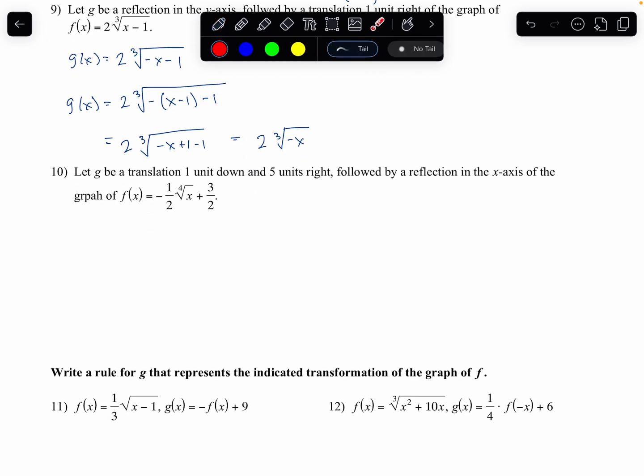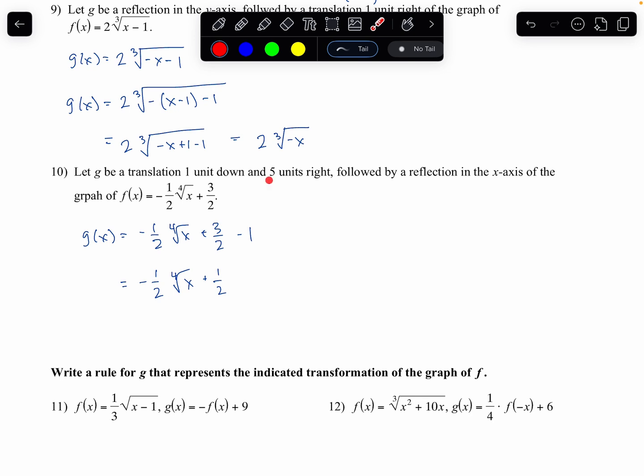Alright, for the next one, let g be a translation 1 unit down. So we're going to take our function, negative 1/2 fourth root of x plus 3/2, and we're going to subtract 1 from it. Now I can combine these right here. So 3/2, which is 1.5, minus 1, that's going to turn it into 0.5. So this is negative 1/2 fourth root of x plus 1/2 when I subtract 1 from that.